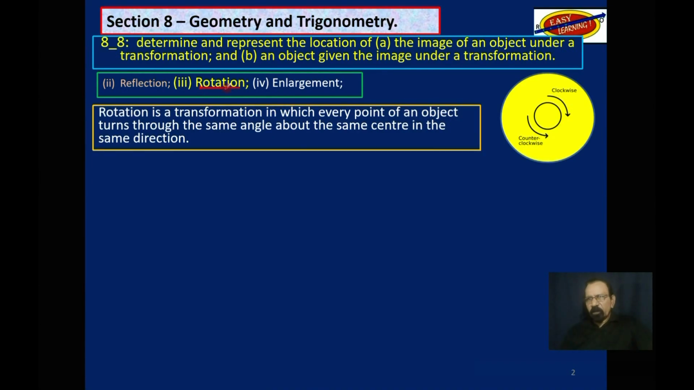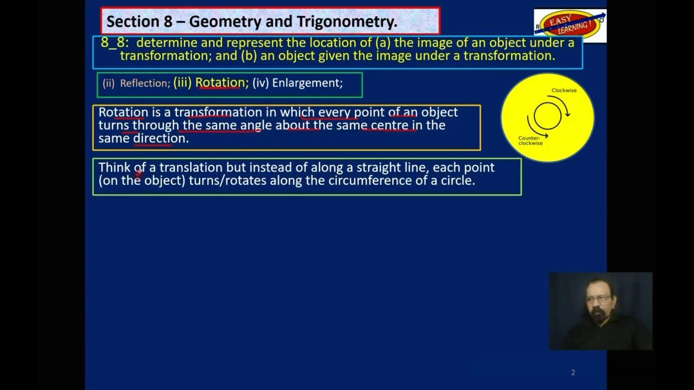Now, the transformation of rotation, as you could see here, is a transformation in which every point of an object turns or rotates through the same angle about the same center in the same direction. You could think of it as a translation, but instead of along a straight line, each point on the object turns or rotates along the circumference of a circle.